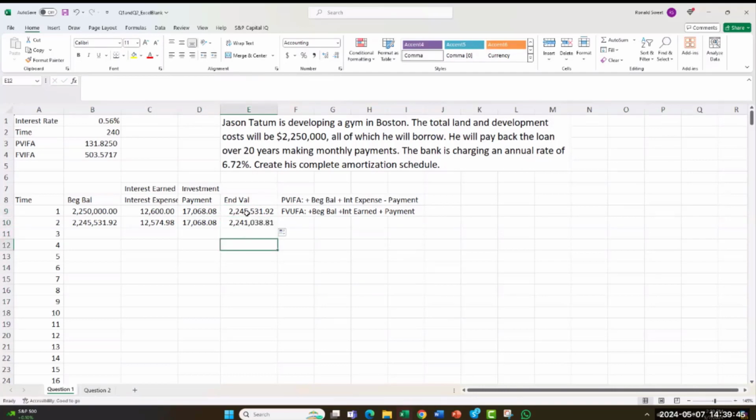So the only difference between present value and future value, really the only difference is on your payment, whether you divide by present value or future value factor, and then your ending balance, whether you add or subtract the investment. Once you get the second row set up, you just copy that down.